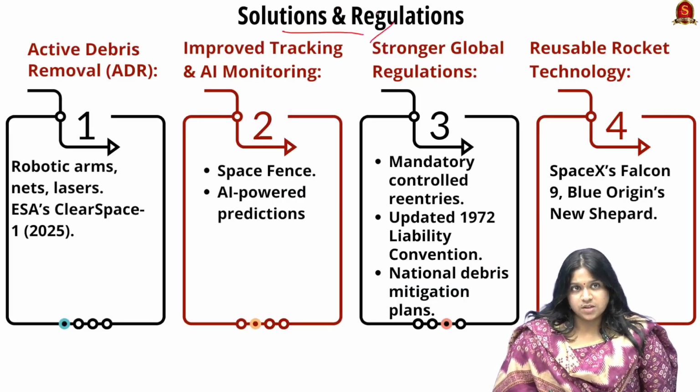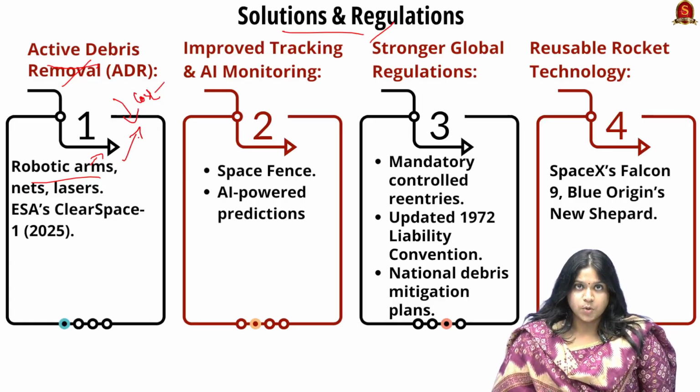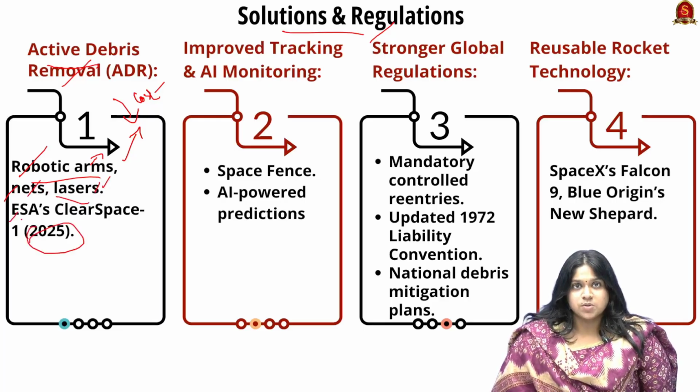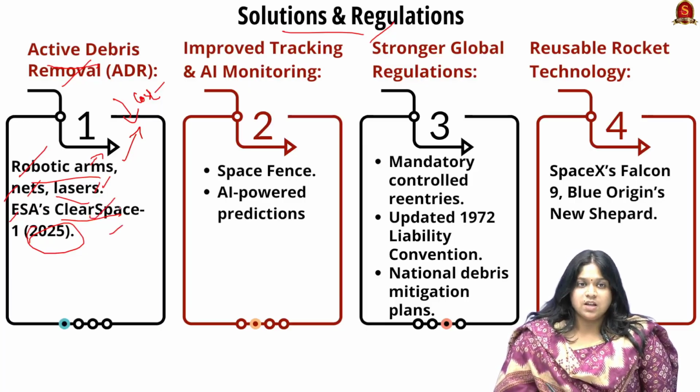Now, looking into solutions and regulations, first is bringing in active debris removal, having robotic arms. We should also know that the solution should be cost efficient. If we are including robotic arms, it should be cost efficient, and the funding should be even more efficient. Bringing in robotic arms to collect the debris, and having nets and lasers to destroy and collect the debris. For example, in 2025 the European Space Agency brought in the project ClearSpace-1 to clean the space debris.